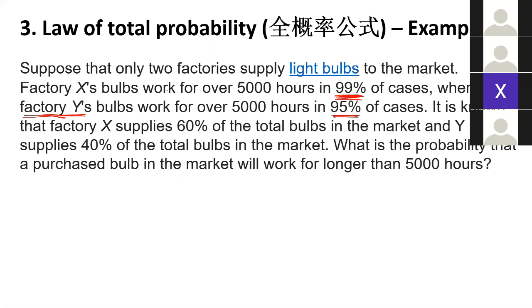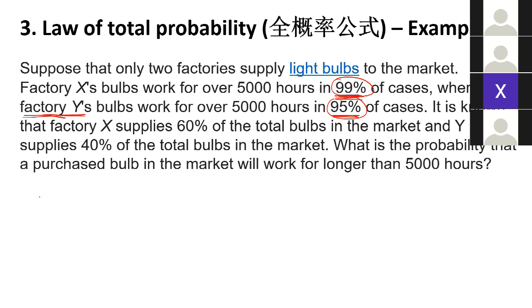But note that in the market, there are bulbs from X and there are bulbs from Y, right? So if you randomly choose a bulb, the probability that this bulb will work longer than 5,000 hours should lie between these two values, right? Because some of them are from X and some of them from Y. So intuitively, the probability should lie between these two values. Okay, the task is what exactly the value is.